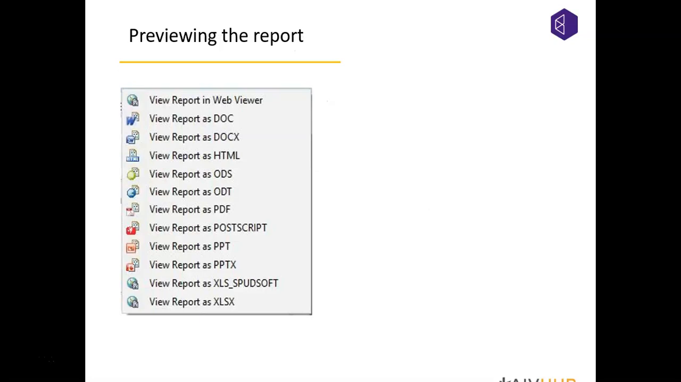Previewing the report. To preview the report, we have various options available. When you click on Run, you will get the option Run and View in as, either to view the report in web viewer, doc, docx, HTML, ODS, ODT, PDF, PostScript, or any of the formats. In whichever format you want, you can run this report.